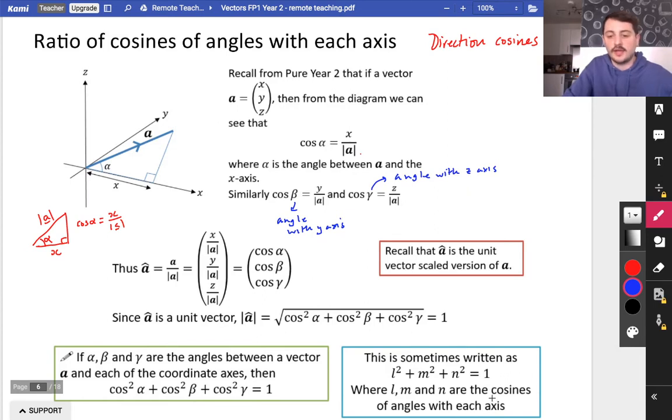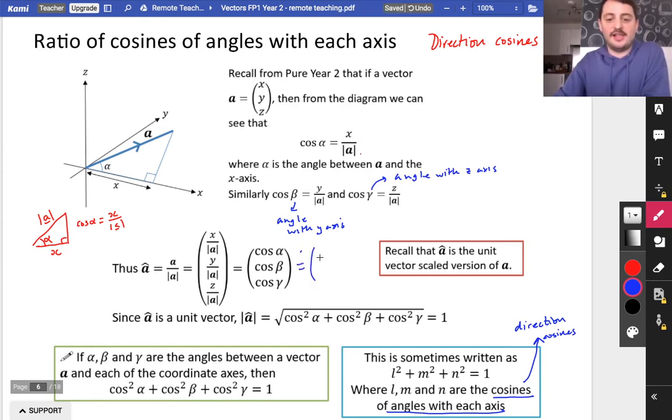The cosines of angles with each axis that I'm using here, you'll see these referred to in the textbook and in the questions as the direction cosines. There are lots and lots of properties here, because I'm just going to write this out also as l, m, and n. You'll notice that the direction cosines l, m, and n are in the same ratio as the directions of x, y, and z. So there are all these weird properties between these direction cosines and how the vectors actually look.